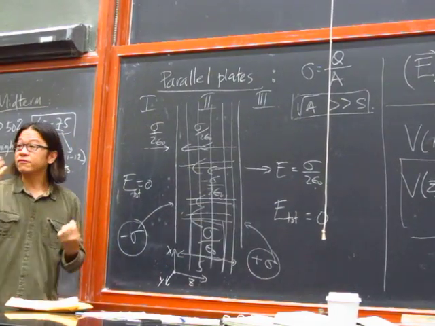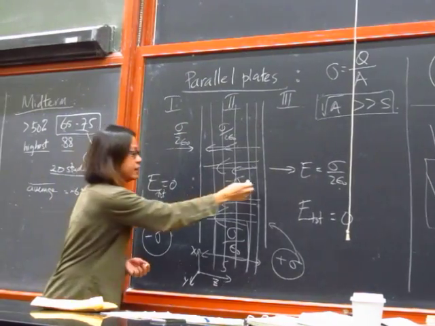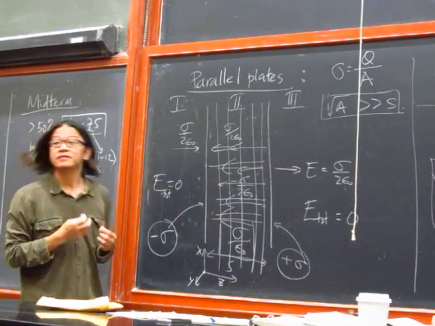The electric field always points from high potential to low potential. So the electric field goes this way. Simple enough, right?